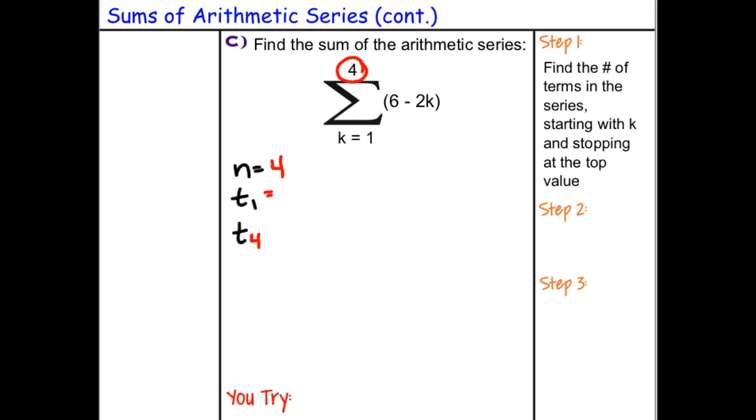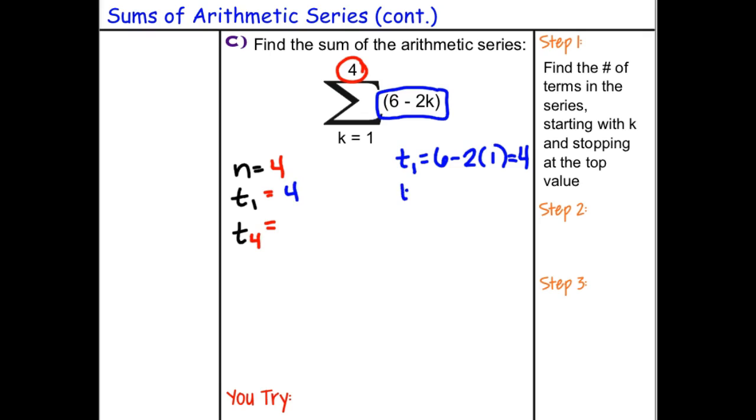so that means I'm going to find term 1 and term 4. So what that means is I'm going to find term 1, I'm going to take this explicit formula and I'm going to put 1 in. So 6 minus 2 times 1. Well, 2 times 1 is 2, 6 minus 2 is 4. So term 1 is 4.